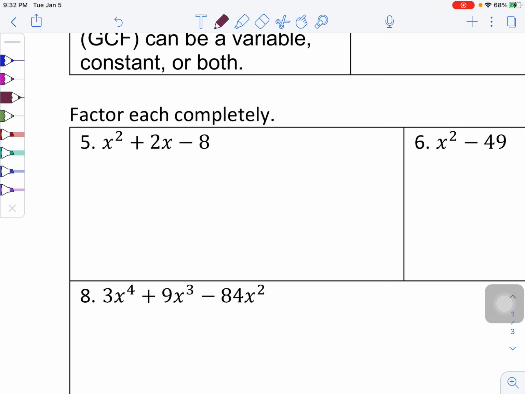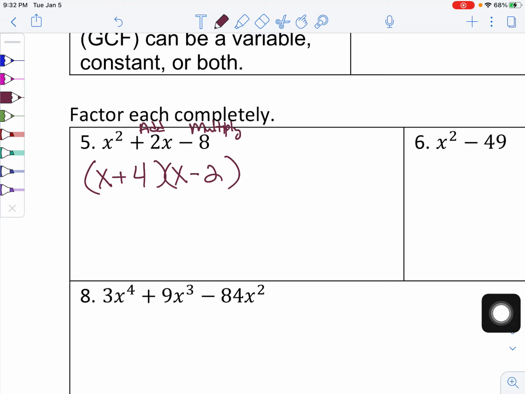All right, so factor completely. Same process I'm looking at right now. So we're going to multiply here, multiply, and we're going to add. So let's see, what multiplies to -8 and adds up to +2? How about a -4? Oops, nope. How about a +4 and a -2?